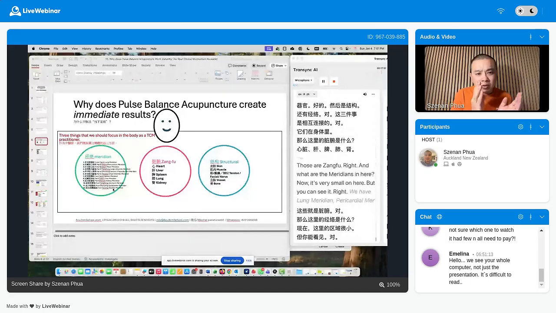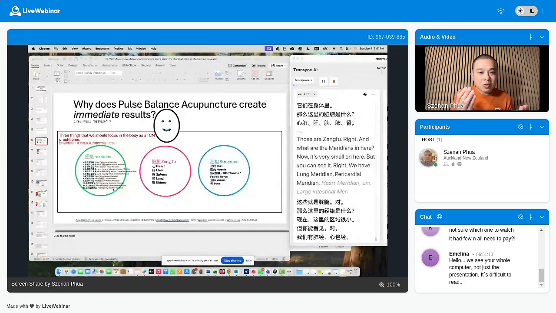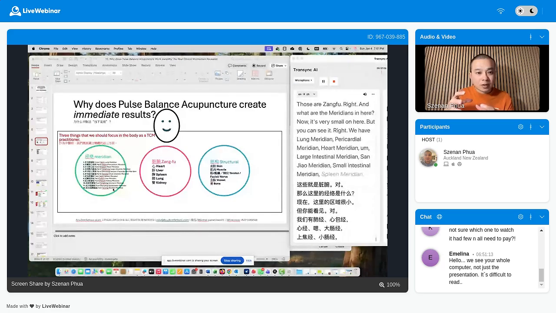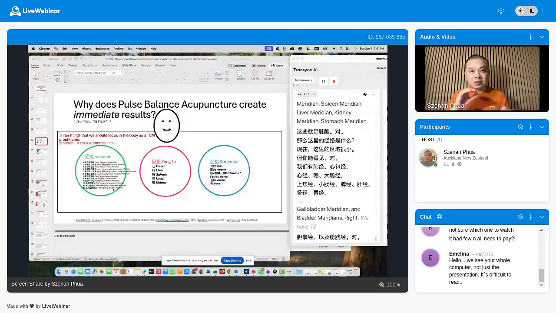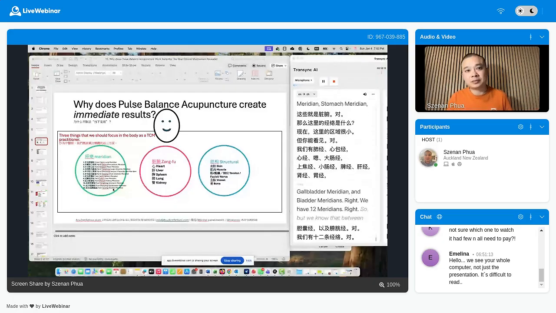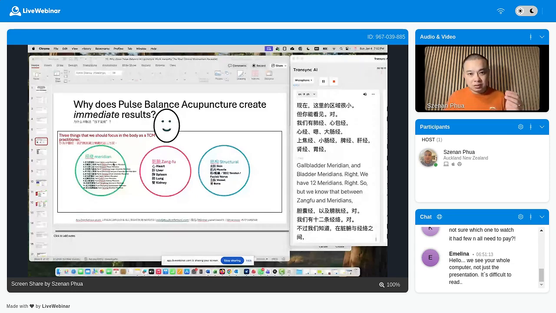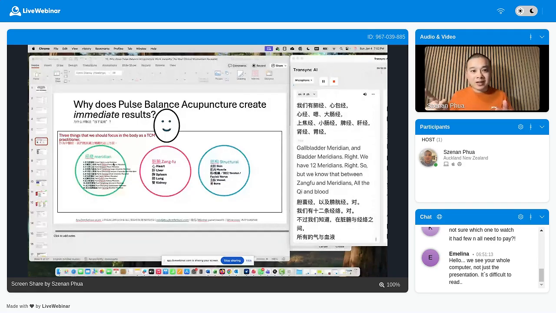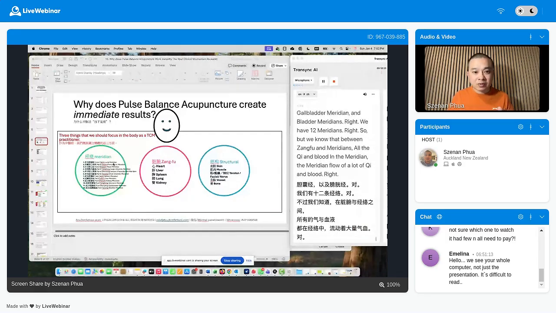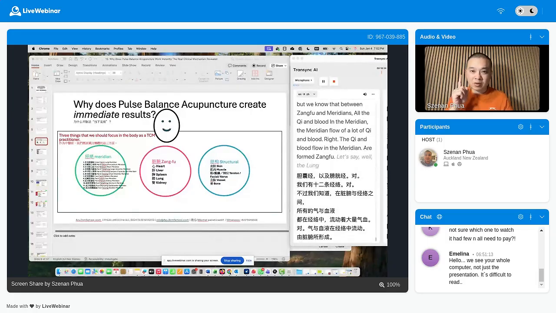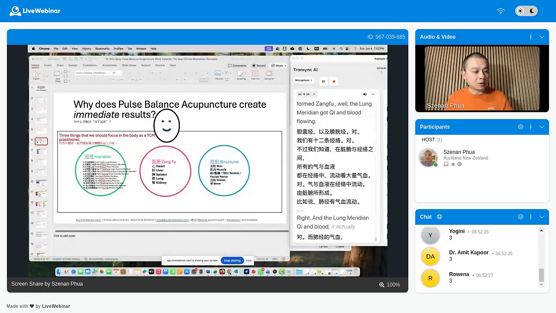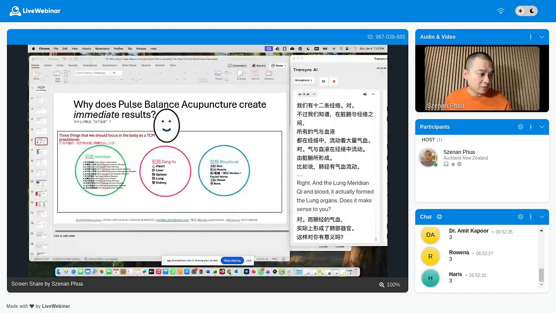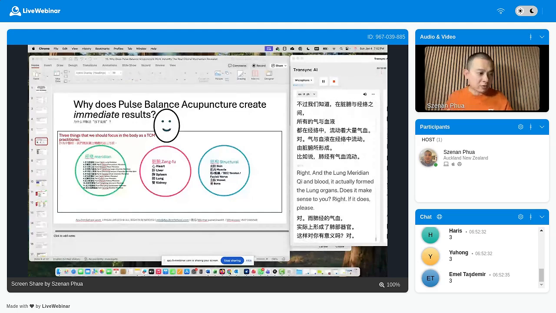But we know that between 脏腑 and meridians, all the qi and blood in the meridian, full of a lot of qi and blood, right? The qi and blood flowing in the meridian are from 脏腑. Let's say the lung meridian has qi and blood flowing, right? And the lung meridian qi and blood is actually from the lung organ. Does it make sense to you? Right? If it does, please reply 3. Let me have a look. Okay, cool. You all get it, eh? It's very simple. Very, very simple, right? We all get it.